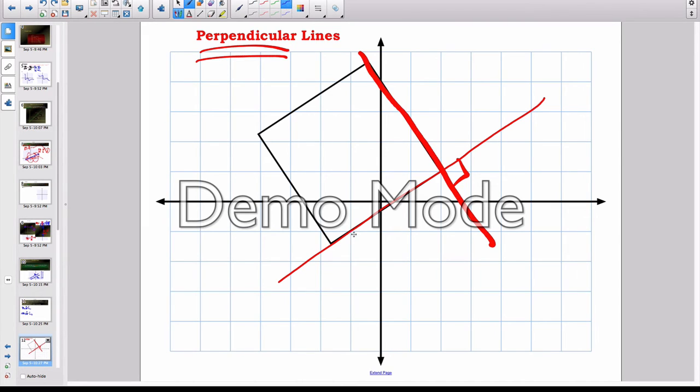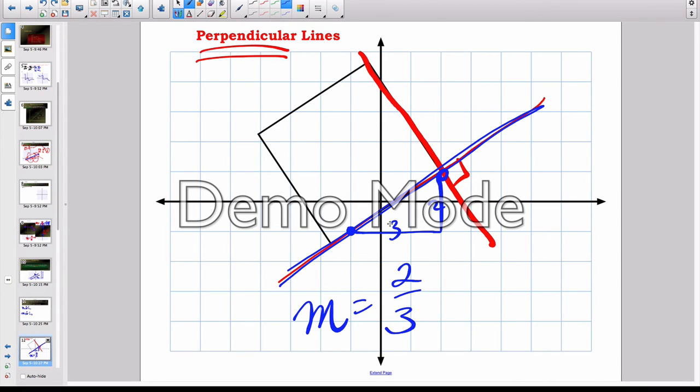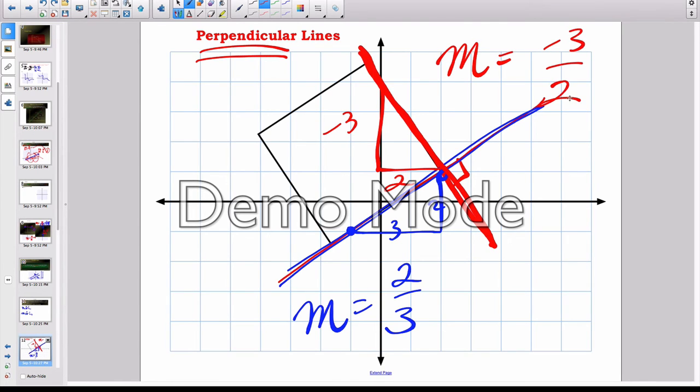So how are their slopes related? Well, this is a rise of 2. So this blue line is a slope of 2/3 because it's a rise of 2 and a run of 3. This red line here is a slope of down 3, forward 2. So that is a slope of negative 3/2. So perpendicular lines are related in this way. They are opposite reciprocals, or negative reciprocals. So if we take this and flip it and change the sign, we get that. That's how we know the slopes are perpendicular.